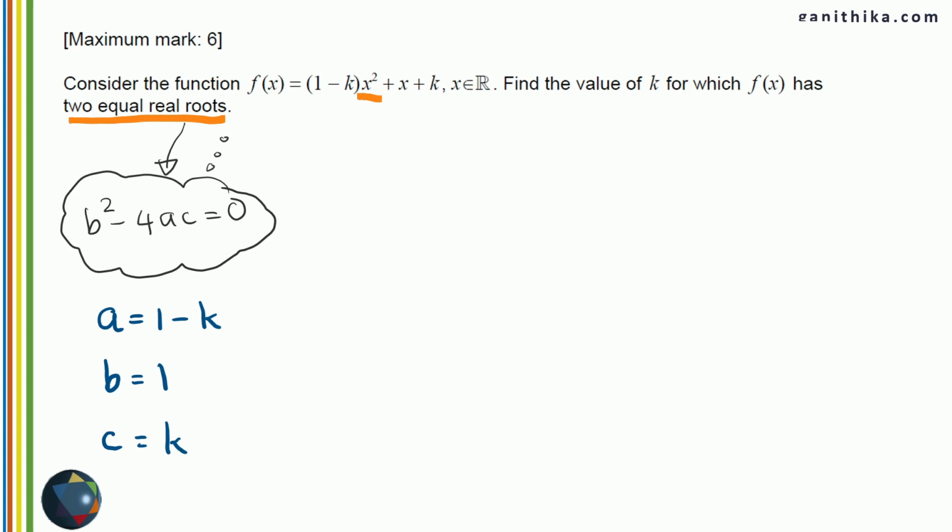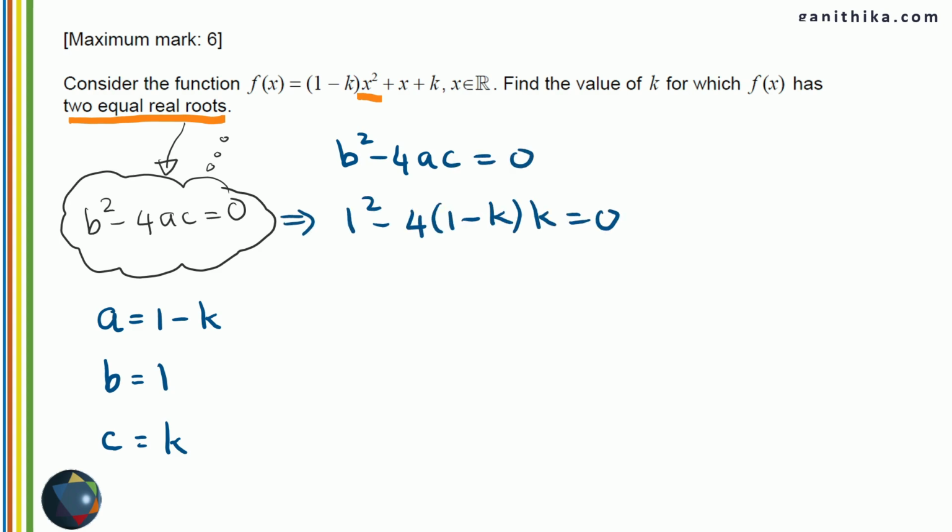A is 1 minus k, b is 1 and c is k. Substituting them in b square minus 4ac equal to 0, we will get this as our equation now. Don't forget that b is 1 and 1 square is there. 1 minus 4 times 1 minus k times k. Simplifying this, you will get a quadratic in k, which is 4k square minus 4k plus 1.